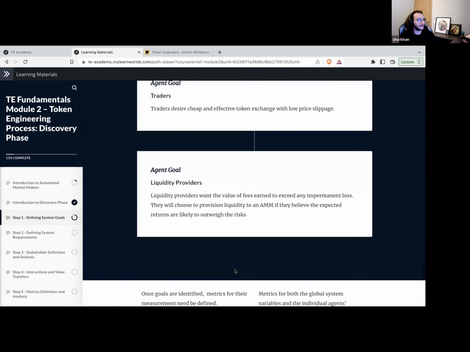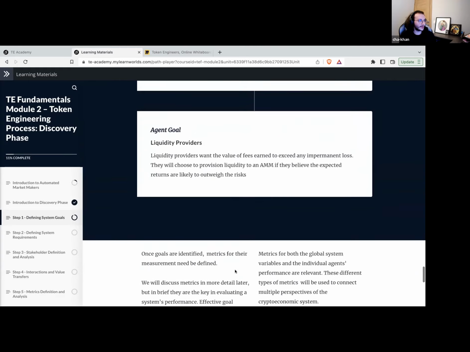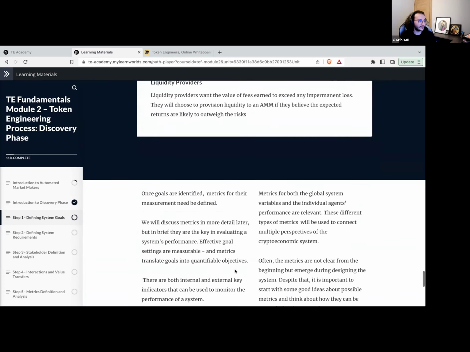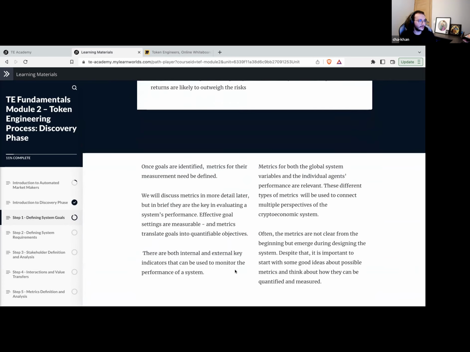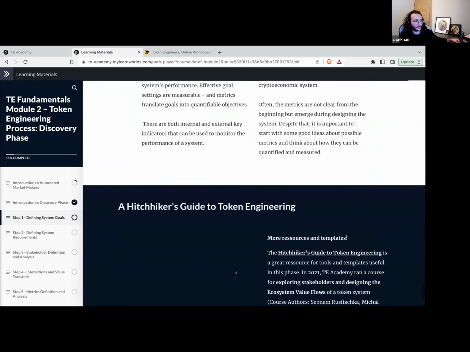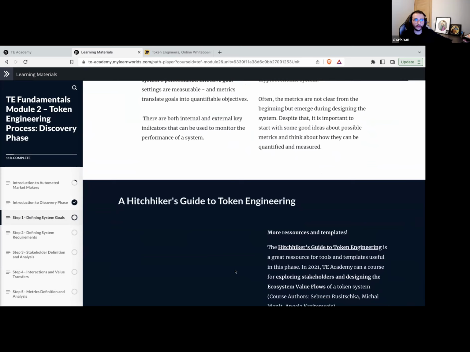All right. These seem more like what I was thinking about. Traders desire cheap and effective token exchange. All right. So how about we try to do an example together? You guys have the Miro board link?